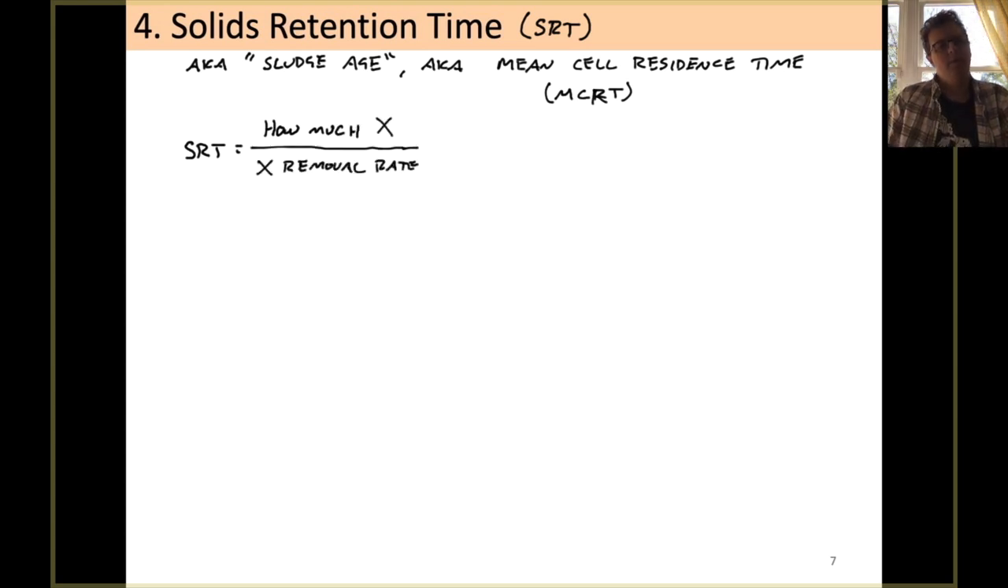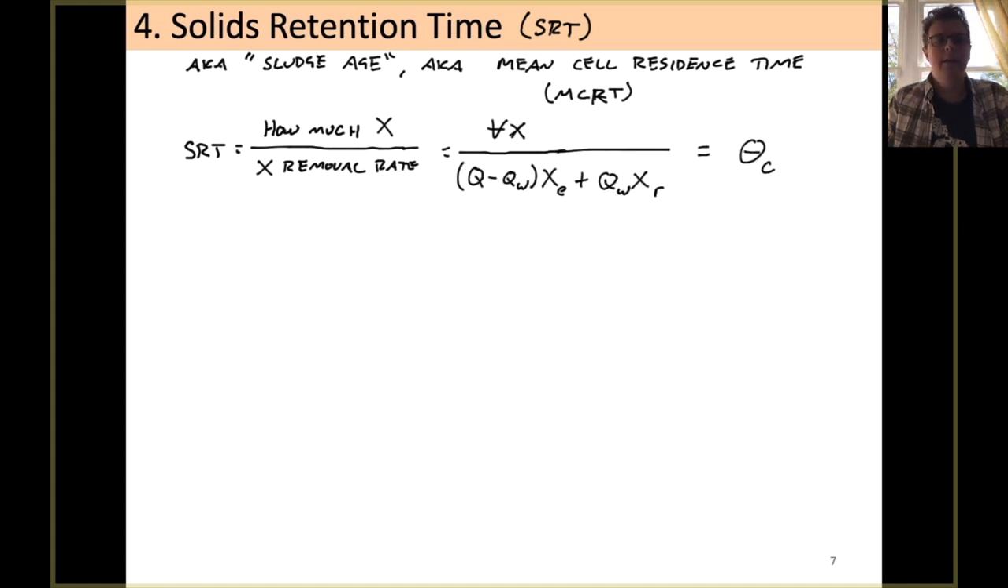And so we've done this before, right? These characteristic timescales are about how much of something you have in the numerator divided by how fast you're removing it in the denominator. And so in this case, how much X do we have? It's the volume times concentration of biomass. That's how many microbes. And there are two ways they're removed. One is with the effluent, the left-hand term in the denominator, and one is with the waste-activated sludge, the right-hand term in the denominator. And this is often abbreviated also with a theta C. So theta and that subscript C to describe sludge age.